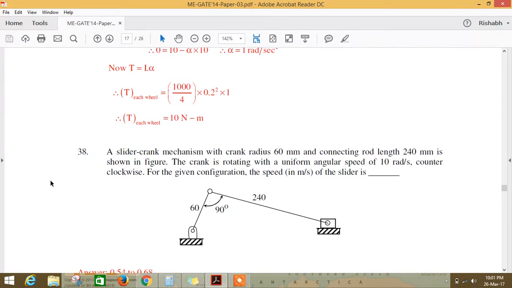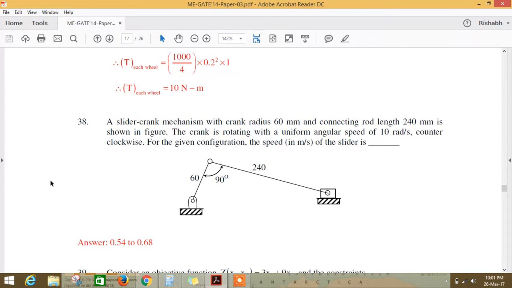Okay, see guys, the next question. This is a very interesting question. Let me explain the question. A slider crank mechanism: this is the crank, this is the follower, this is the slider. The lengths are 60 mm and 240 mm, and 90 degrees is given. The angular speed of the crank is 10 radian per second clockwise. You have to find out the speed of the slider.